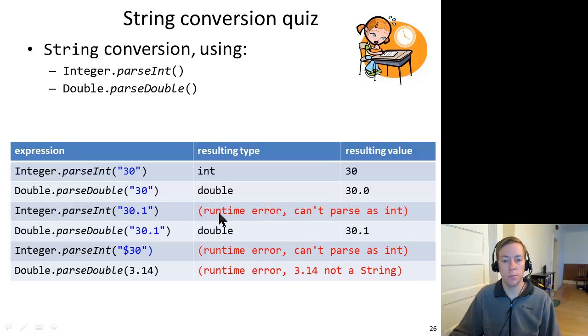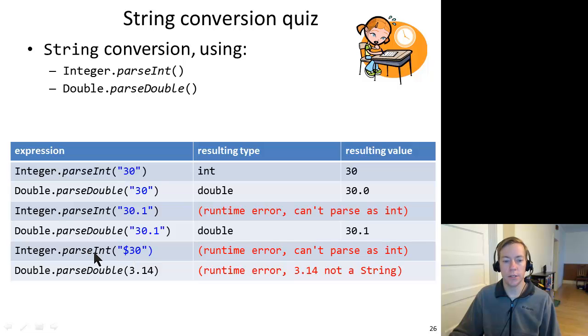Can't parse. Parses an int. All right, no problem with this one. 30.1. We're using parse double as appropriate. That converts to a double, and the resulting value is 30.1. No fair having other symbols in there. Parse int "$30" is a runtime exception.